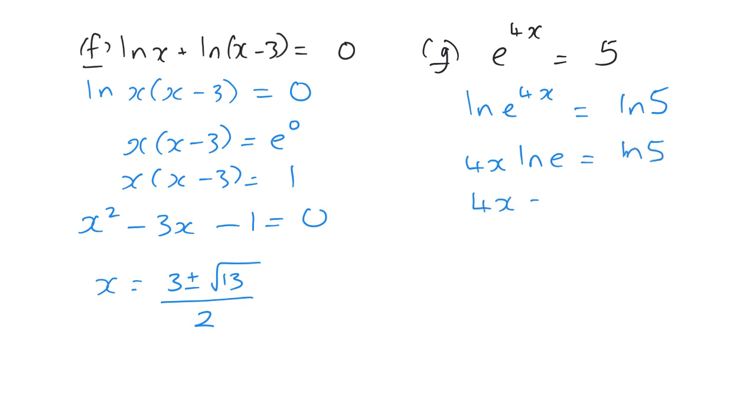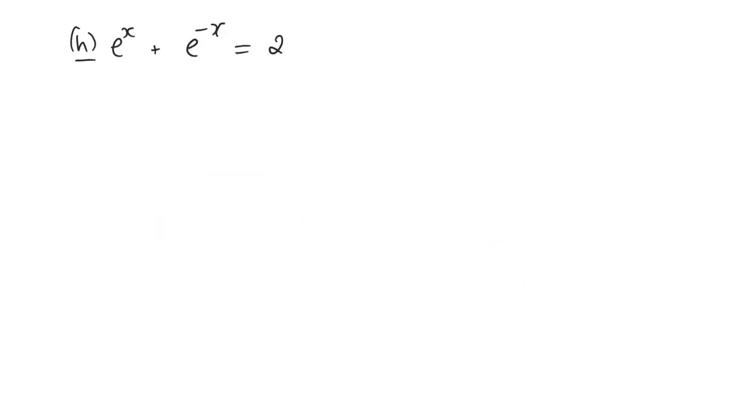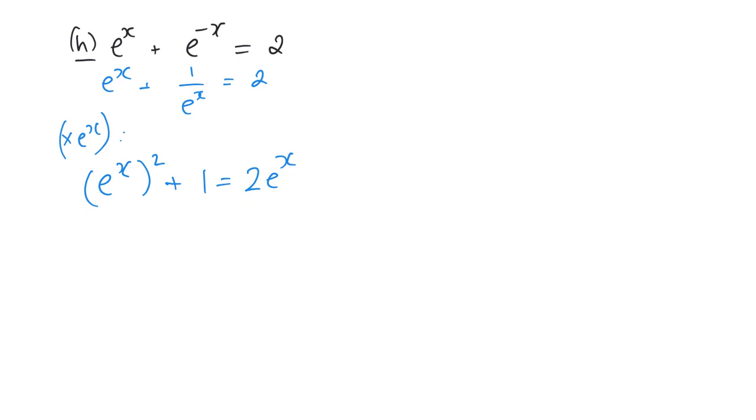That means 4x equals ln 5. So x is a quarter of ln 5. Next, e to the x plus e to the minus x equals 2. I would write that as e to the x plus 1 over e to the x equals 2, and then multiply across by e to the x. So I'd have e to the x times e to the x, which is e to the x squared, plus 1 equals 2 e to the x.